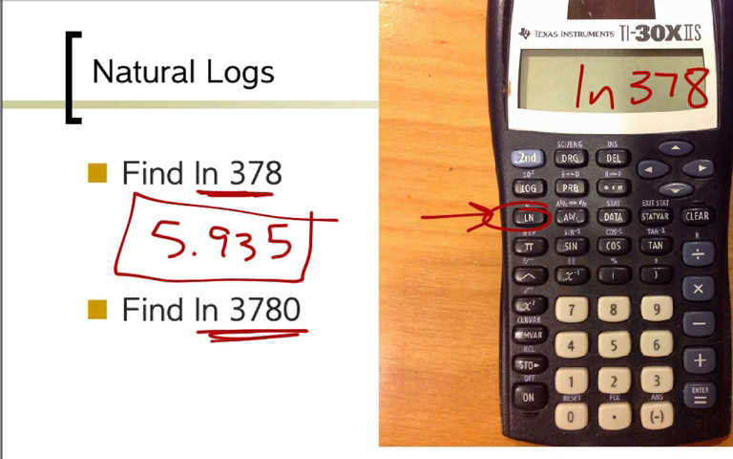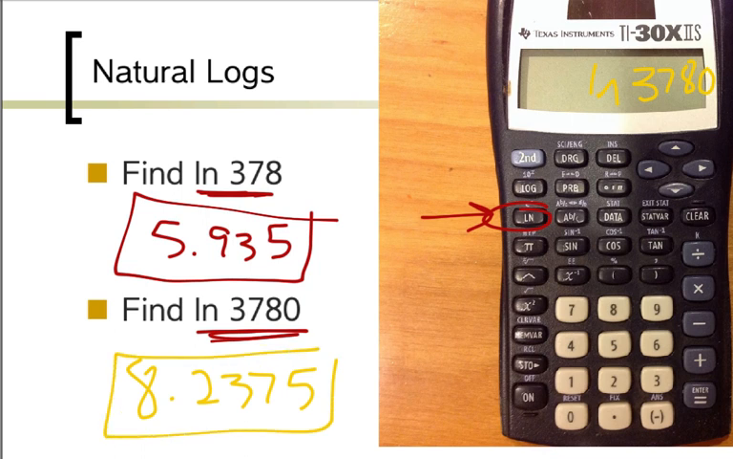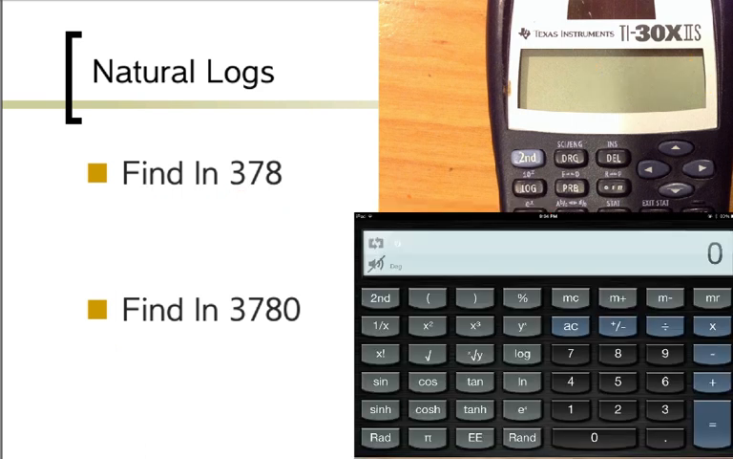Okay, and the same thing for the second one. You just go ahead and type that in, push your ln button, and then type in 3,780, and that should give you 8.237, if you round to three decimal places. Now again, if you have the iPad or iPhone calculator, the only difference is that you'll type in the 3,780 first, and then push the ln button, which on this particular calculator is right there. Okay, so it just does it backwards from the way that it looks. Alright.